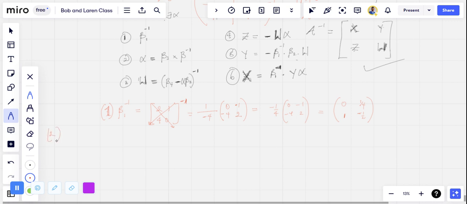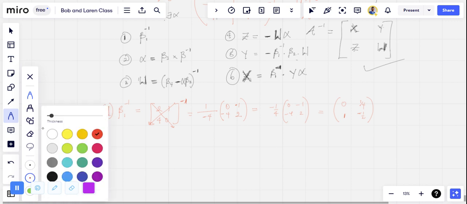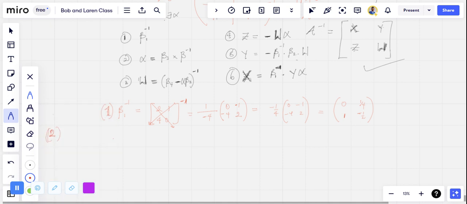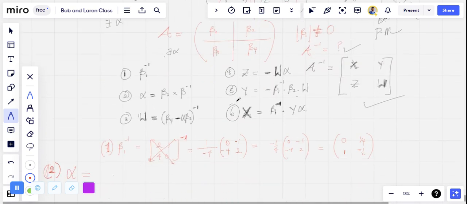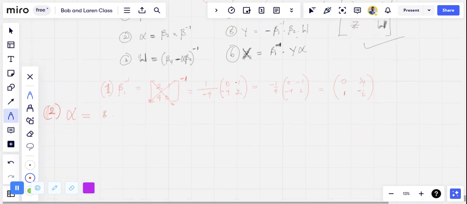So now let's go to step 2. What's going to be our step 2? Let me increase this thickness a little bit. For step 2, there exists alpha which is equal to beta 3 times beta 1 inverse. What's our beta 3? Let's go and check. Beta 3 is this third one: 3, 2, 1, 3. Beta 3 times the answer that we got here: 0, 1 over 4, 1, minus half.